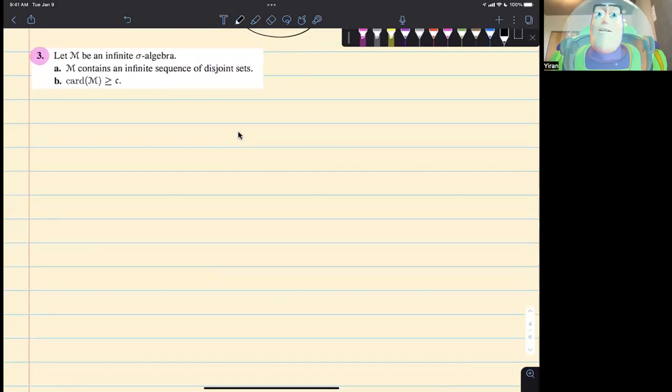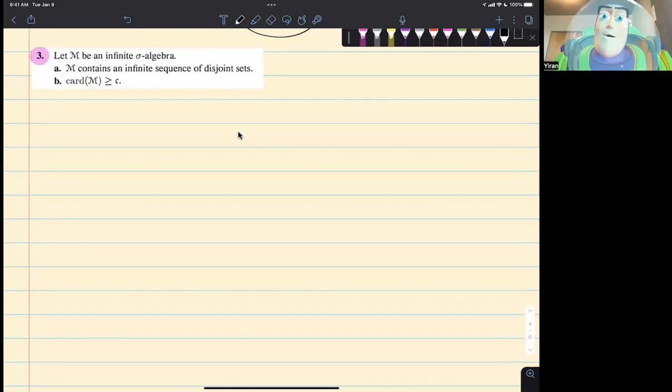So M is a collection of sets. And when we say M is an infinite sigma algebra, we simply mean that M is a collection, and there are infinitely many elements in M. And of course, this implies that there are infinitely many distinct elements in M. Otherwise, it would just be finite if the rest of them are not distinct, right?